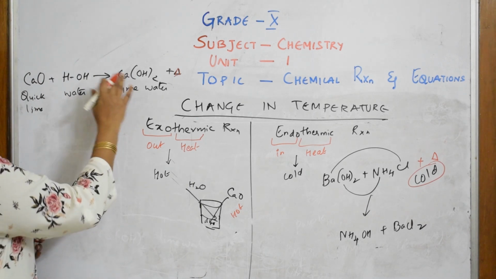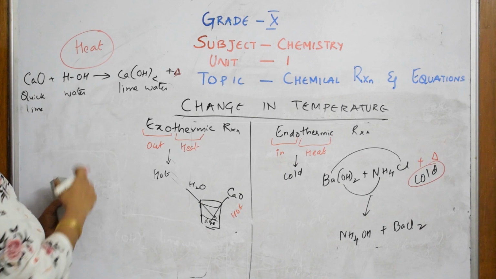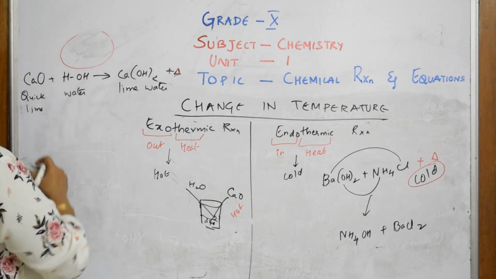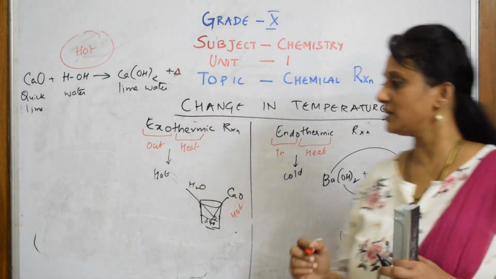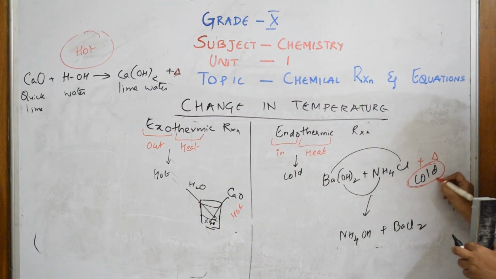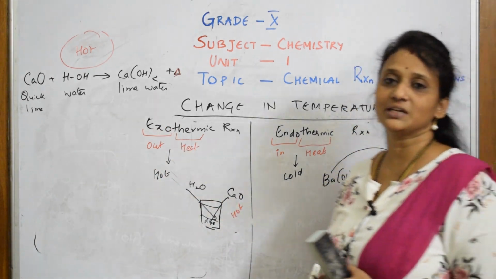So in this case, the change in temperature is that it becomes hot. Let us write not heat, let us write hot. And in this case, the reactants or the beaker become cold. So this is a change in temperature, either exothermic or endothermic in nature.